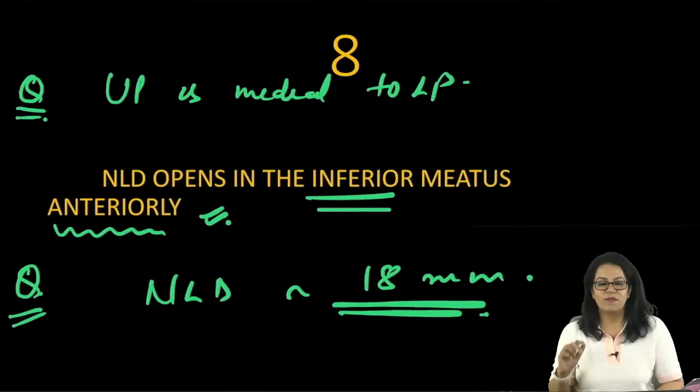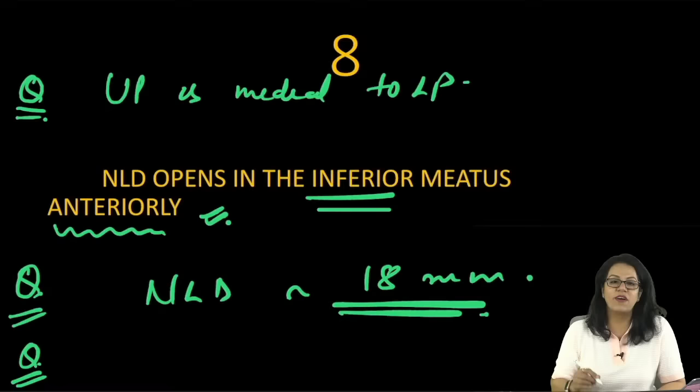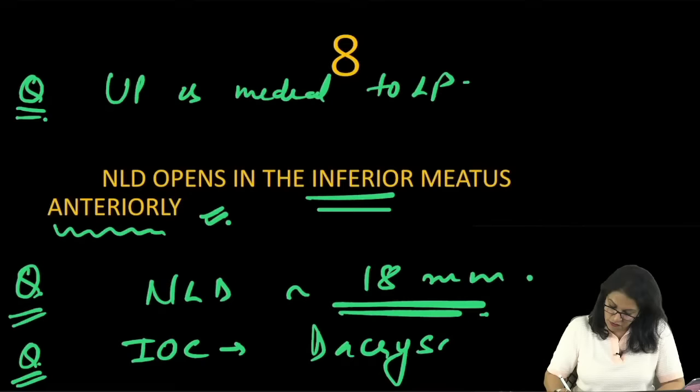Another question on this chapter, if you want to remember, is which is the best investigation to find out a functional block, that is, lacrimal pump failure. Generally two are there: Jones dye test and dacryoscintigraphy. We will always answer that the investigation of choice for functional blocks is dacryoscintigraphy. Okay, so this is another question.